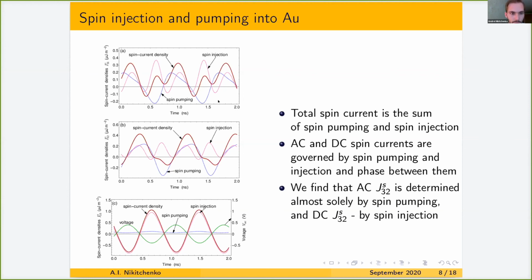Also, an interesting feature is about the components of spin current. Our numerical estimations show that the AC component of the resultant spin current is almost solely governed by spin pumping, whereas the DC component is almost equal to spin injection.